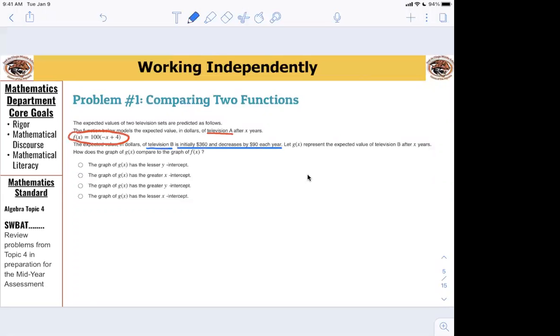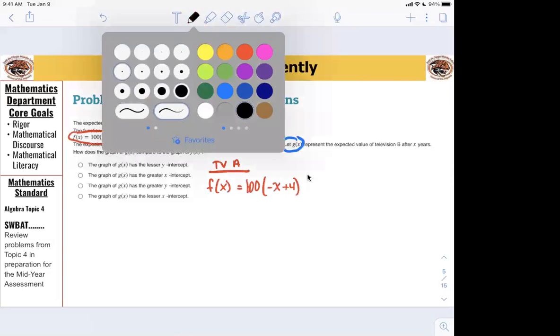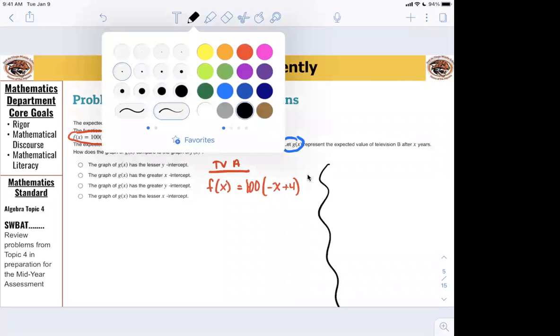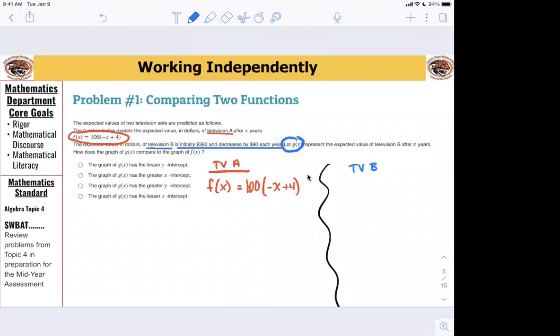So we have f of x for television A, and then we have g of x for television B. So we're basically comparing these two. So television A, we know is f of x equals 100 times negative x plus 4. That's all we know so far. And then for television B, we just have some words. So there's a few things that we need to do because we need to be able to compare these, right? We need to know the y-intercept, we need to know the x-intercept, and then that way we can compare.